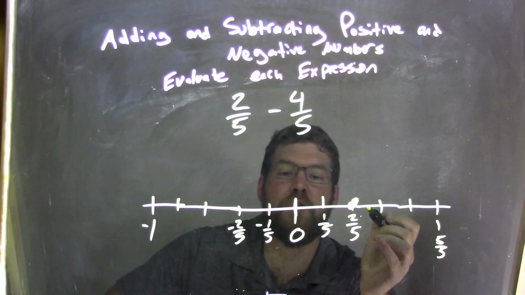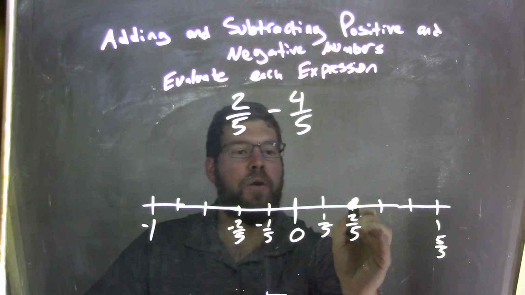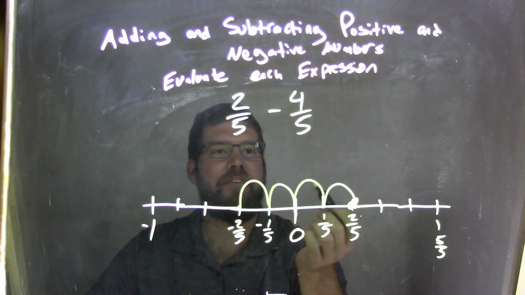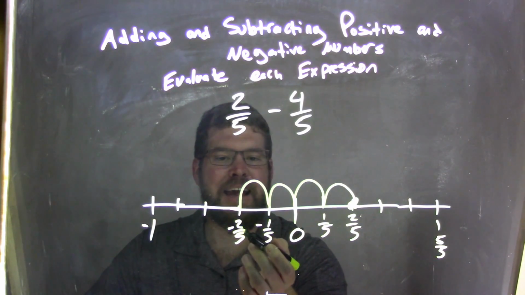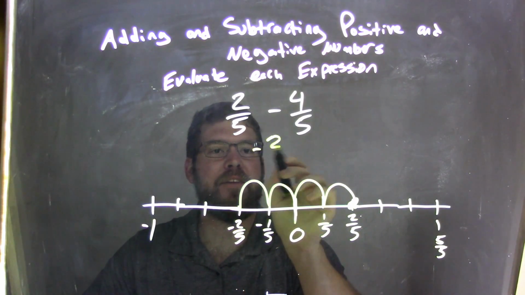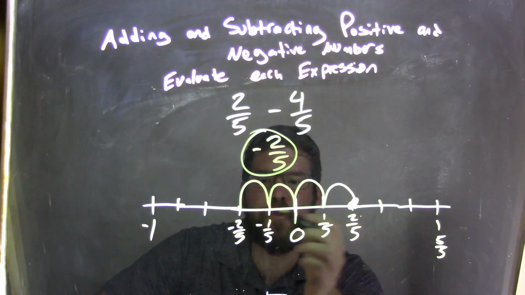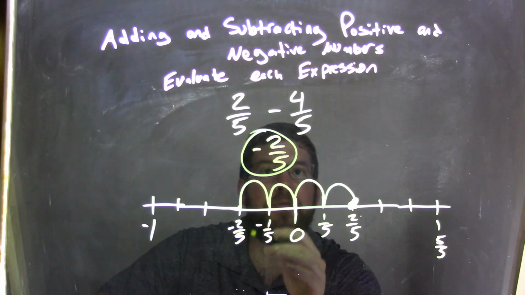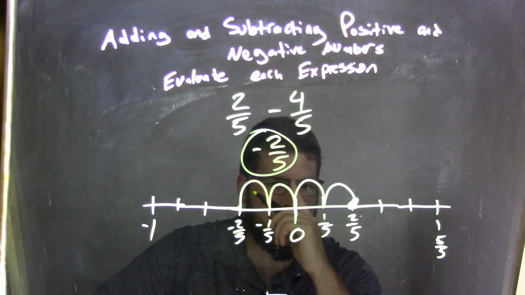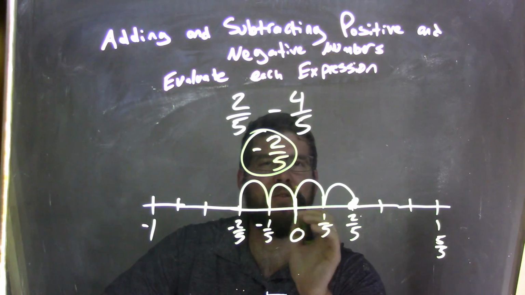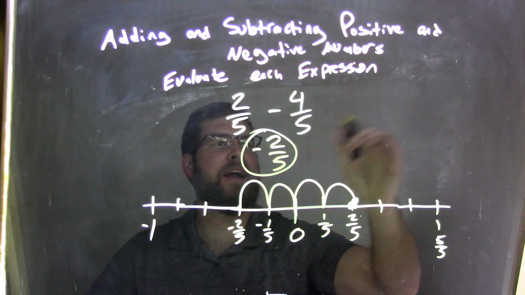So we start here at positive 2/5, and I'm subtracting 4/5. Well, 1/5, 2/5, 3/5, 4/5. If I subtract 4/5 from that, I have negative 2/5 as my final answer. So we're subtracting 4/5 from 2/5 to get to negative 2/5. And that's the way you can do it with the number line and get a final answer of negative 2/5.